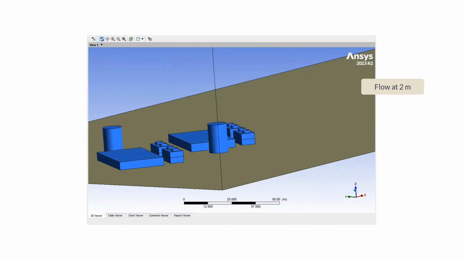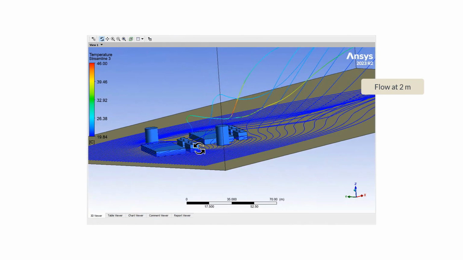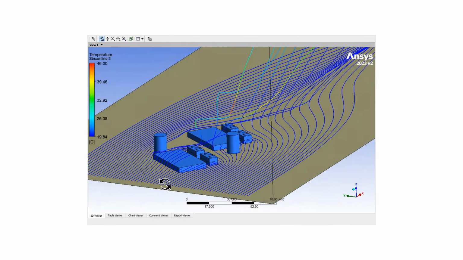Finally, we have these path lines released from a line 2 meters above the ground. Note how the flow increases its temperature and joins the main vertical structure seen before.